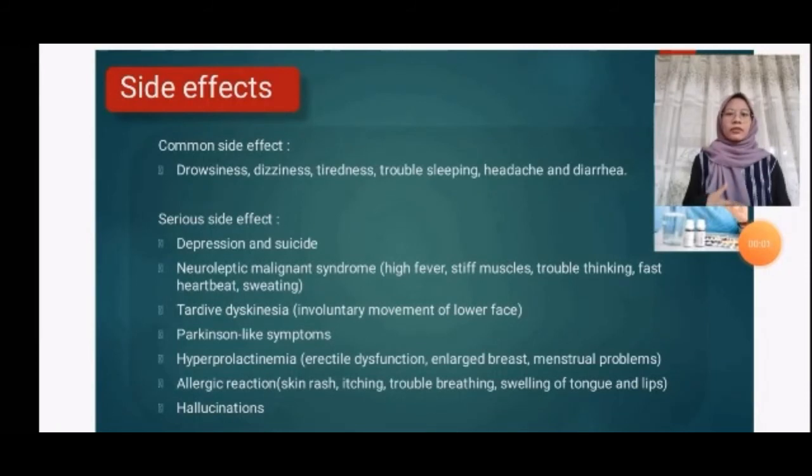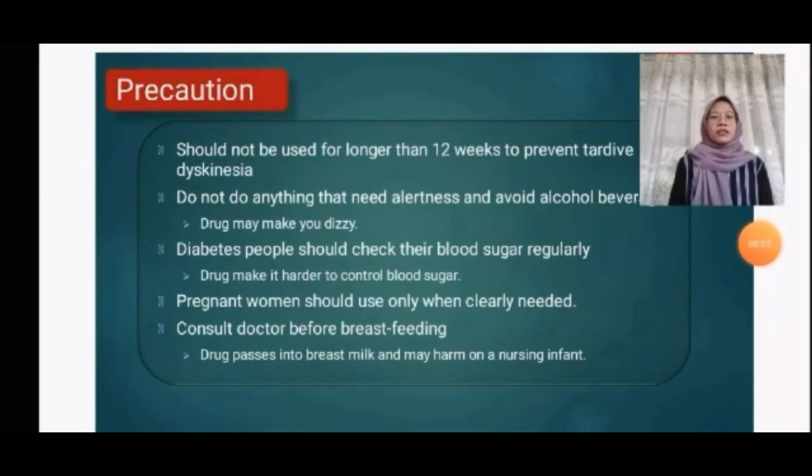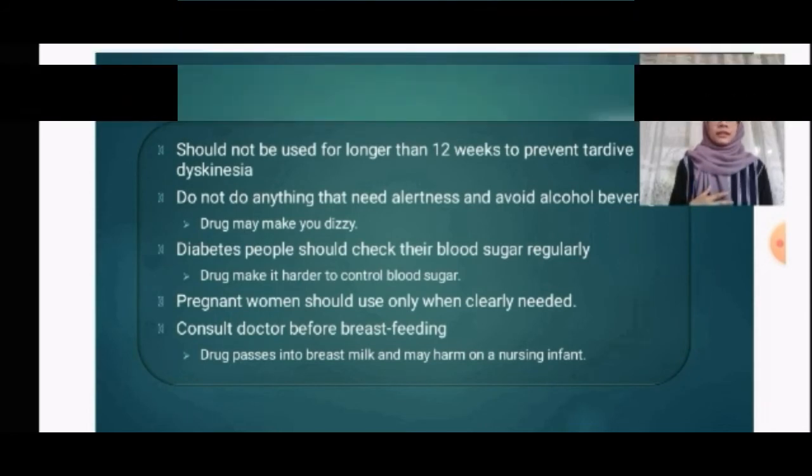Side effects. The common side effects are headache, diarrhea, and trouble sleeping, and the serious side effects are tardive dyskinesia, Parkinson-like symptoms, and neuroleptic malignant syndrome. For precaution, it should not be used for longer than 12 weeks to prevent tardive dyskinesia. Diabetic people also should check their blood sugar regularly, and pregnant and breastfeeding women should consult a doctor and should use it only when clearly needed.